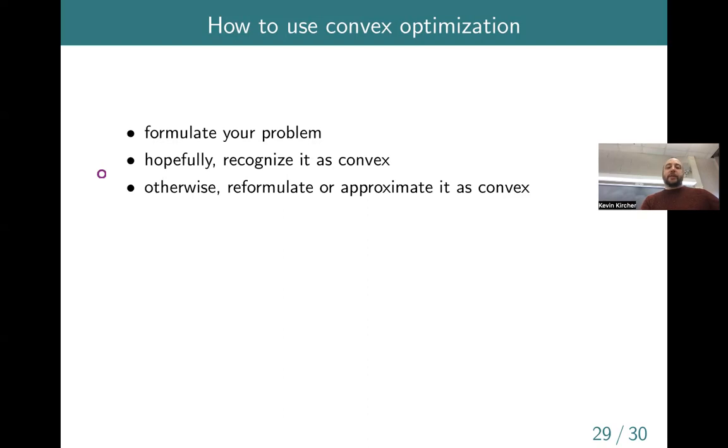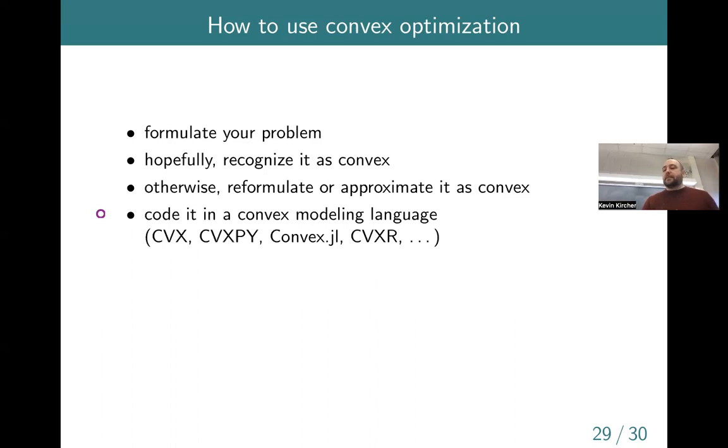And then, hopefully, if all goes well, you recognize that your problem is convex. But more often what happens is you recognize that something is non-convex in your problem. And then either you do the modeling gymnastics that we talked about today to reformulate your problem as convex, or you come up with an approximation. So you say, oh, this thing here, I'm going to linearize, and that thing over there, I'll model as quadratic, and so forth. And then you take your approximation or your true formulation, and you code it in a convex modeling language.